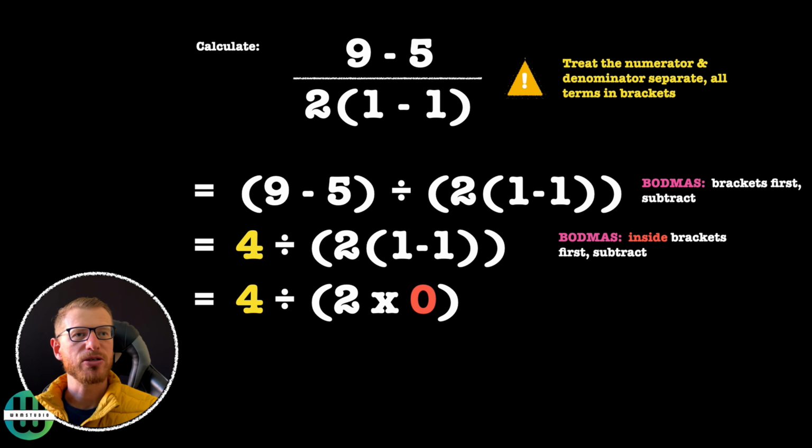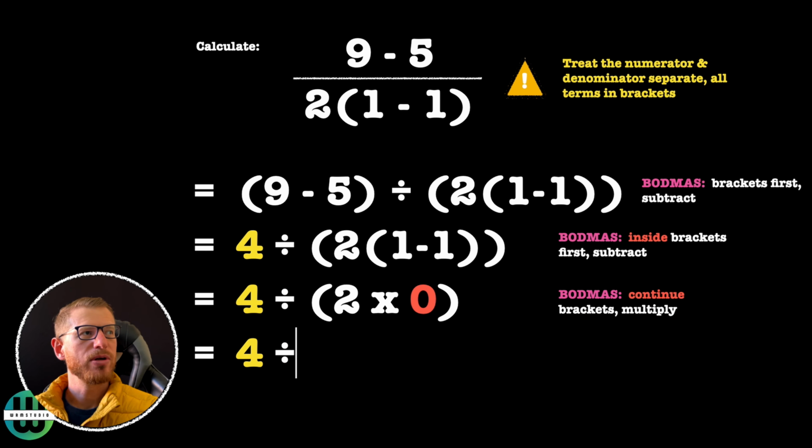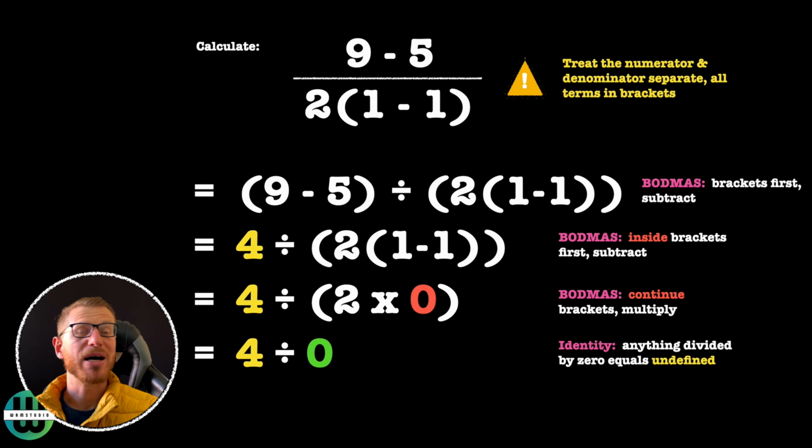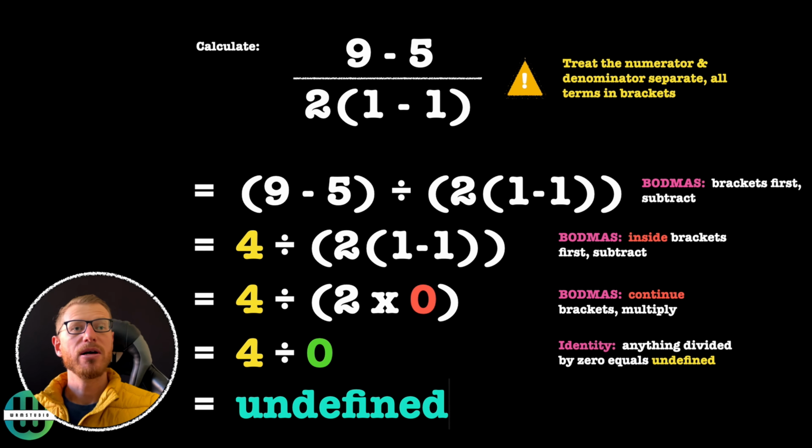And here I know I'm going to use my identity. 2 times 0, anything times 0 is 0. So I'm going to have 4 divided by 0. Another identity, multiply or divide. The identity tells me that anything divided by 0 equals undefined. So 0 divided by anything is 0, but anything divided by 0 is undefined.